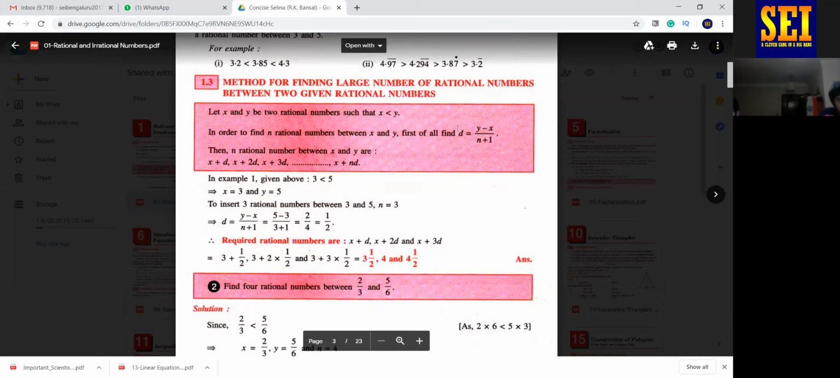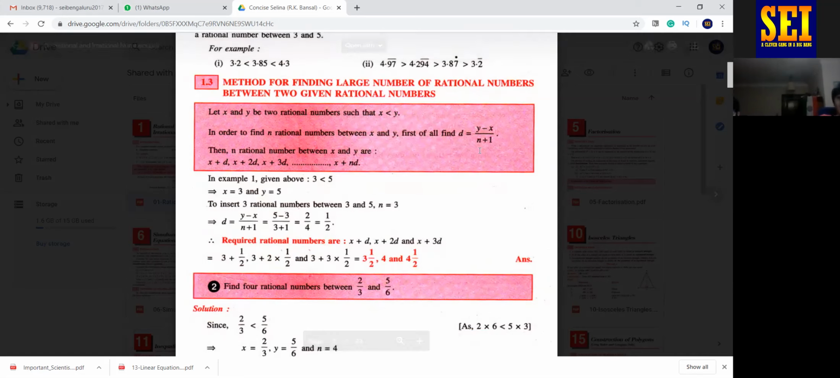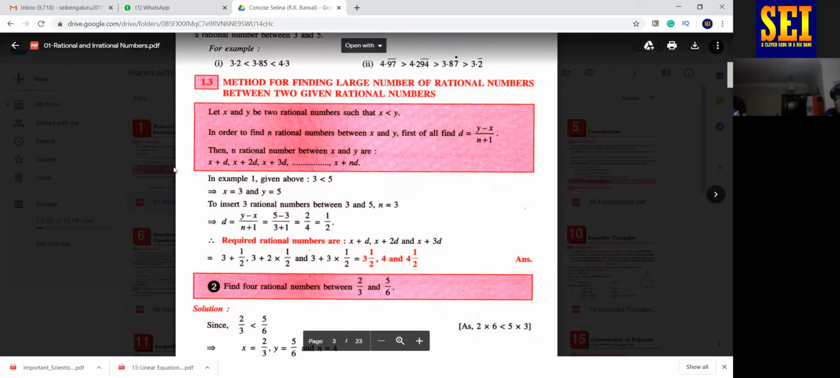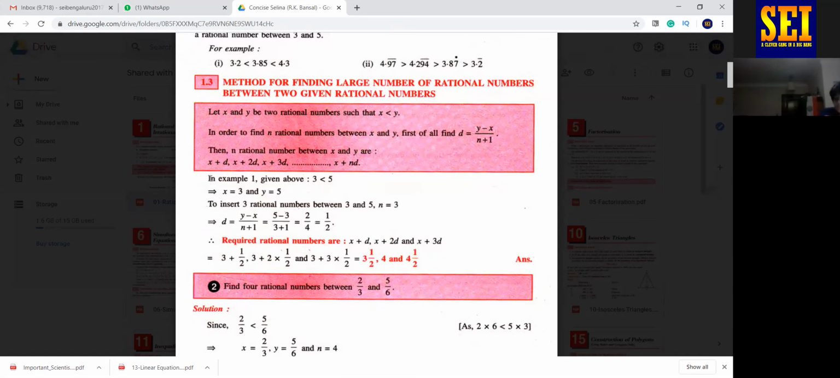Now, d is the difference between the two numbers. Actually, this is the formula, y minus x by n plus 1. Then the n rational numbers between x and y, how to write? x, x plus d, x plus 2d, x plus 3d, and so on, x plus nd.